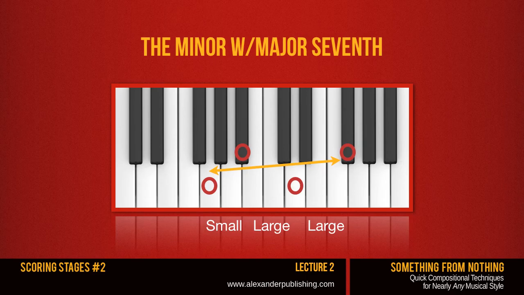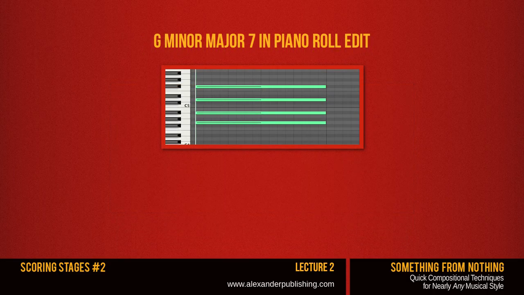Here's a not too commonly used but nonetheless a real chord, the minor triad with a large seventh. It's made up of a small third followed by 2 large thirds. And here it is in Piano Roll Edit.